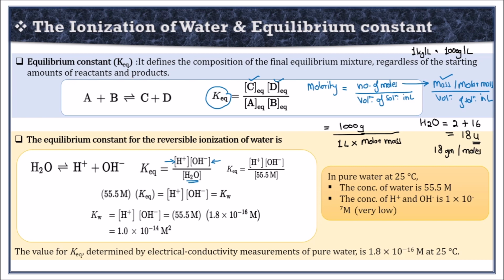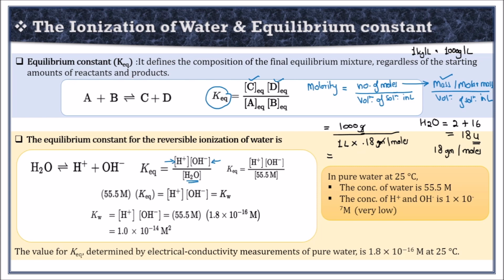If you don't understand the concept of molarity, there is a link in the description of my video where you can understand it in more detail with some examples. So moving on, the molar mass of water is 18 gram per mole. Let me erase this and write it over here: 18 gram per mole. Dividing gram by gram, we are left with moles per liter, and that is the unit of molarity.